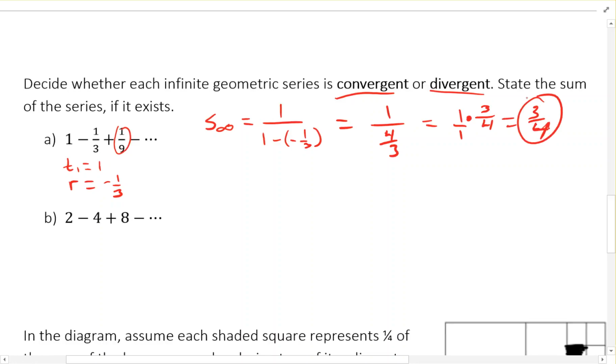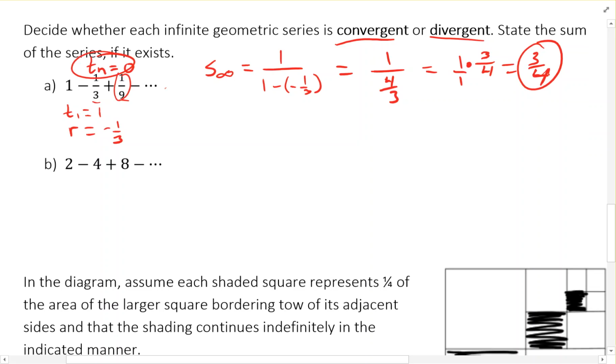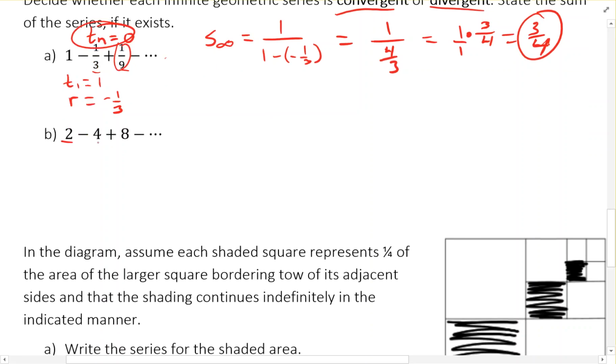So we did get a sum out of that, right? And you can see that as they go on, they're getting smaller and smaller and smaller. The way you can tell here is that Tn would equal 0 if you went far enough along. So if you went to infinity, Tn would be equal to 0. But now let's look at this one. We've got 2, 4, 8. The next one would be 16.